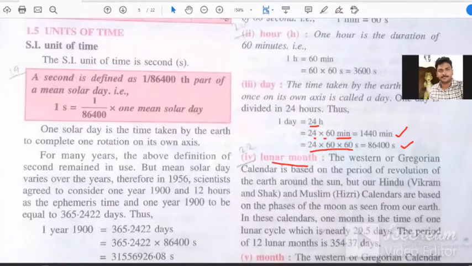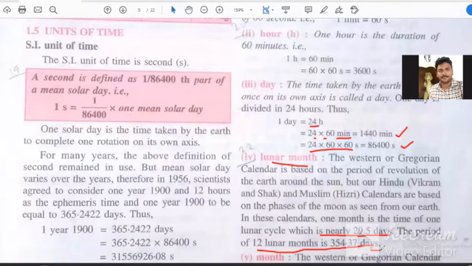You just remember this. One lunar month is nearly equal to 29.5 days. So according to lunar months, a year has 12 months, right? If you calculate 12 lunar months, then in a year there are only 354.37 days. But this is as per the Hindu calendar.